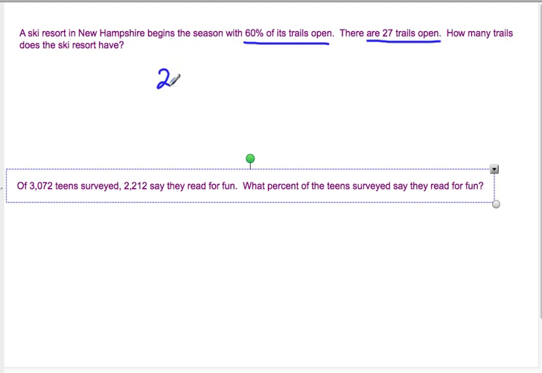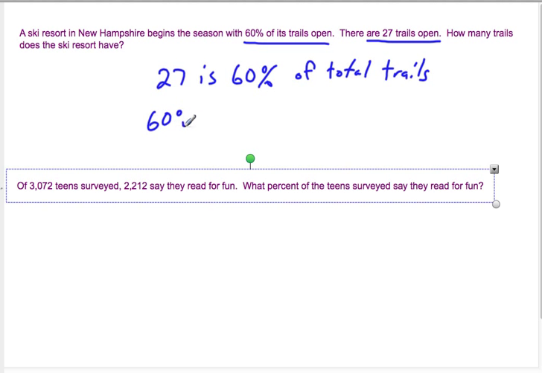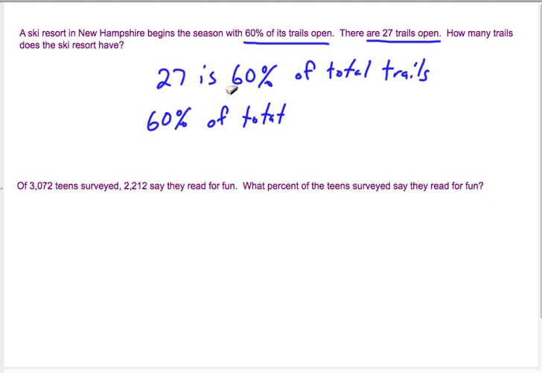So you could say that 27 equals 60% of the total number of trails, total trails, right? Another way you could say it is 60% of total trails is 27. Notice these are pretty similar. This is just kind of reversed. The 27's on the right side instead of the left, but it's still right next to the equals, right?